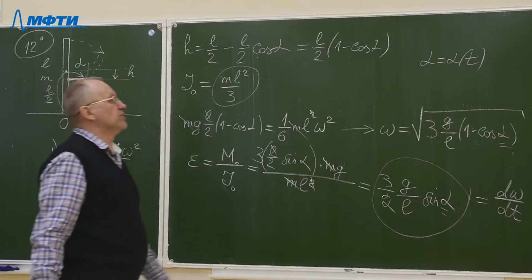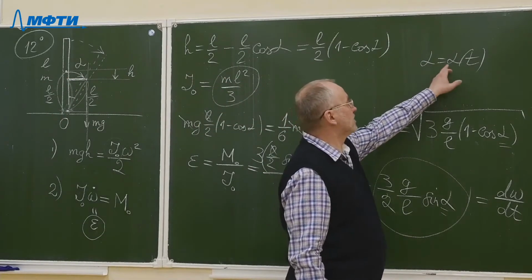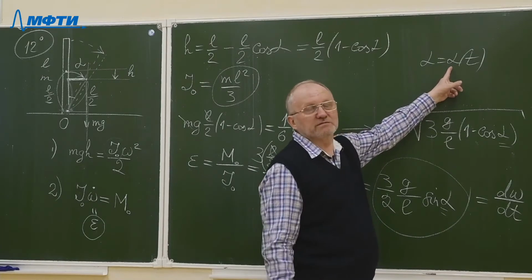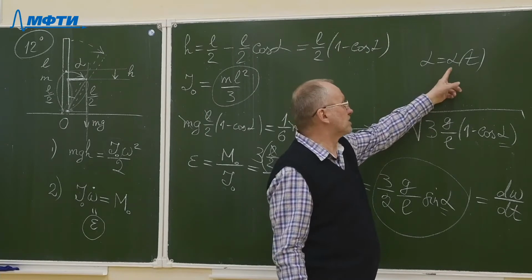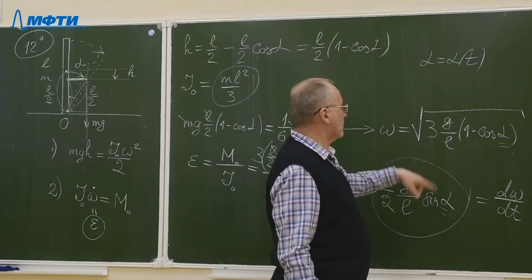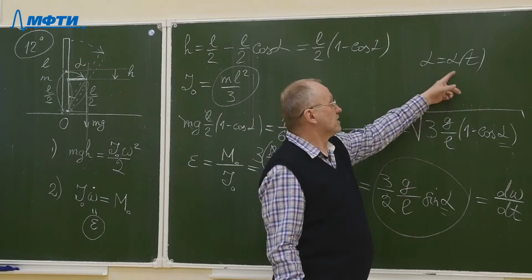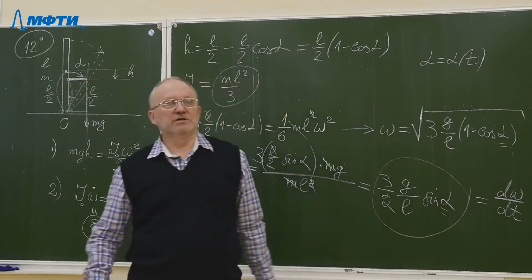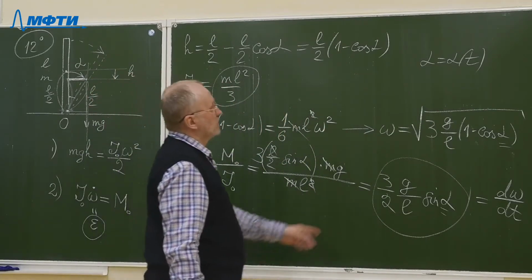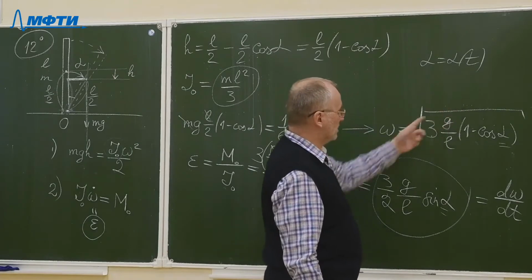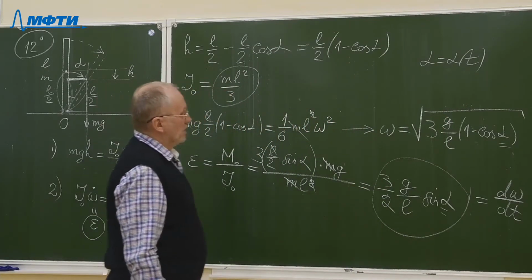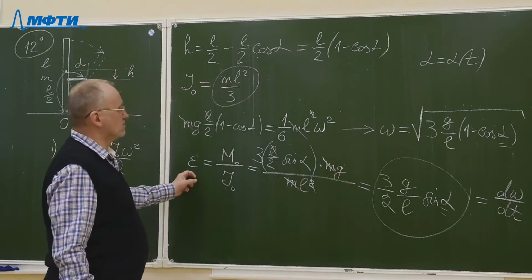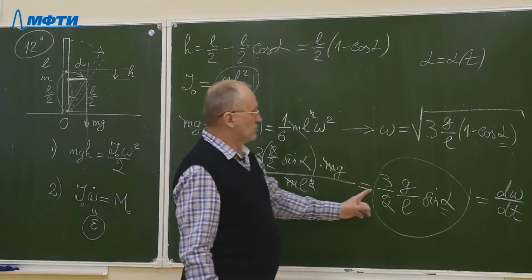And if you try to find this function, if you try to calculate it, you will discover that this function cannot be expressed in elementary functions. It cannot be expressed in trigonometric functions and square roots and something like that. That will be a more complicated function. It's impossible to express this alpha as a function of time through elementary functions. But it's quite possible to express the angular velocity and the angular acceleration as functions of alpha.